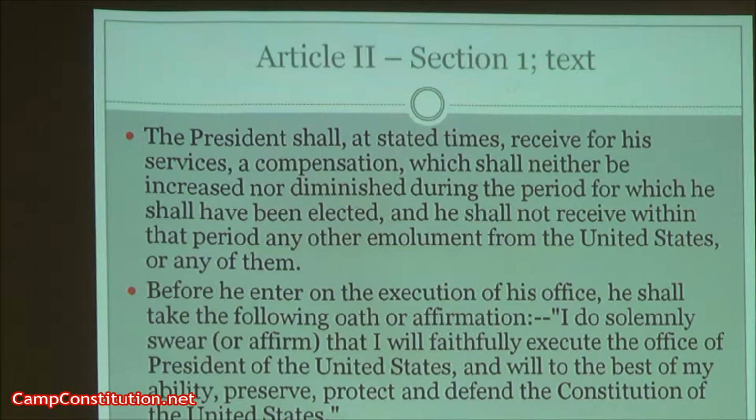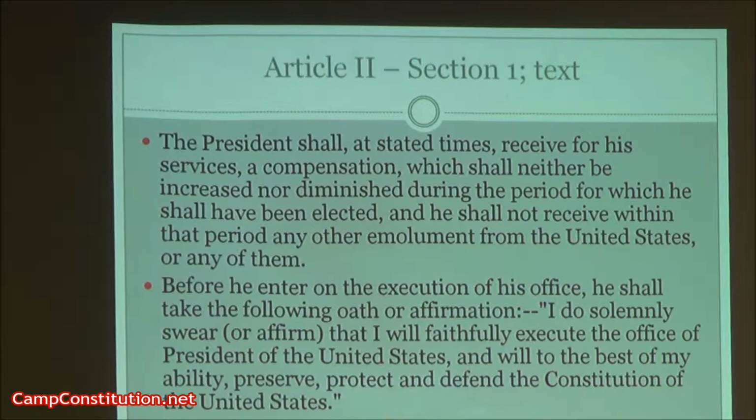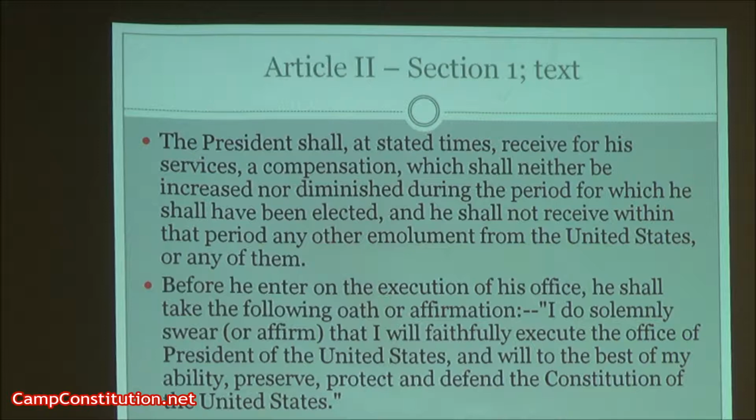The President shall at stated times receive for his services a compensation, which shall neither be increased nor diminished during the period for which he shall have been elected, and he shall not receive within that period any other emolument from the United States or any of the states. Before he enters on the execution of his office, he shall take the following oath or affirmation: I do solemnly swear or affirm that I will faithfully execute the office of President of the United States and will, to the best of my ability, preserve, protect, and defend the Constitution of the United States.